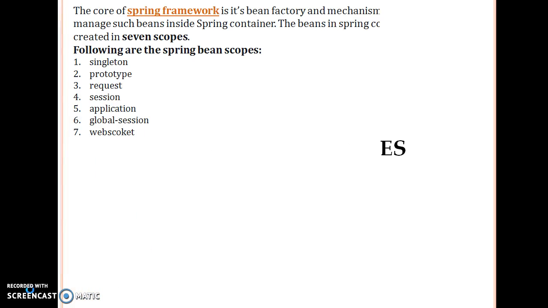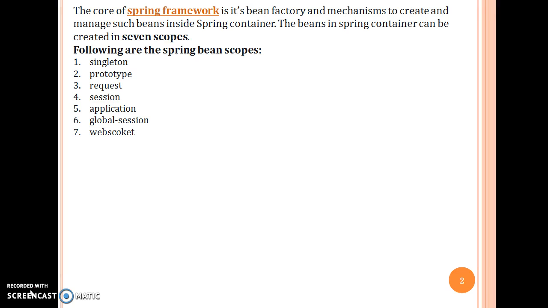In this video tutorial we are going to discuss Spring Bean scopes. The core of the Spring framework is its bean factory and mechanism to create and manage such beans inside a Spring container. The beans in the Spring container can be created in 7 scopes. The following are the Spring Bean scopes. First is singleton, then prototype, request, session, application, global session and WebSocket.